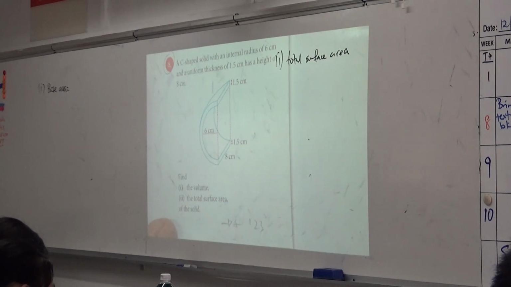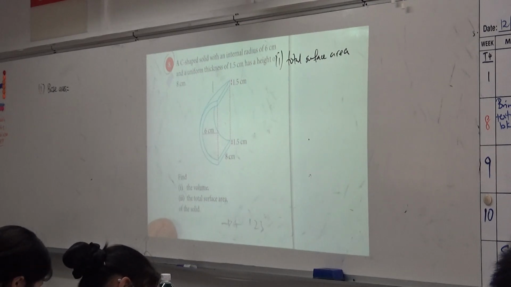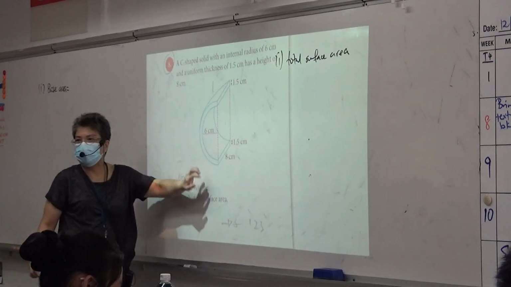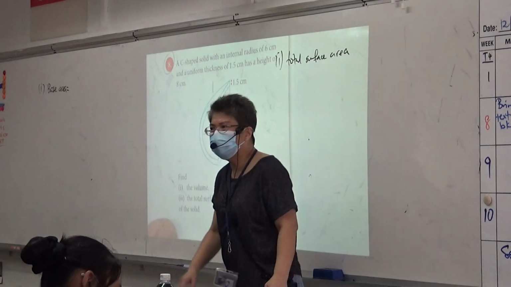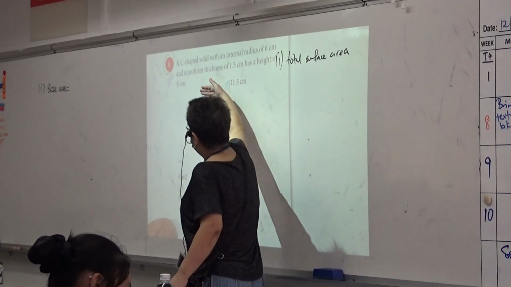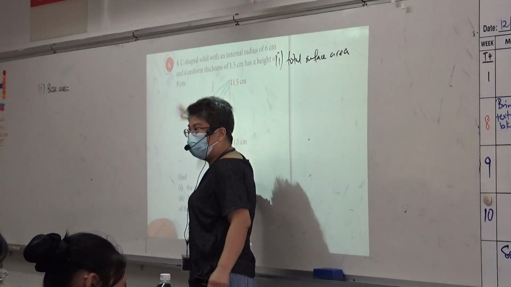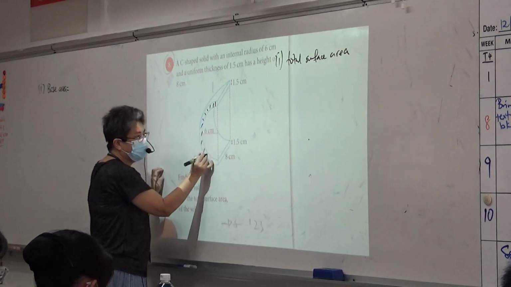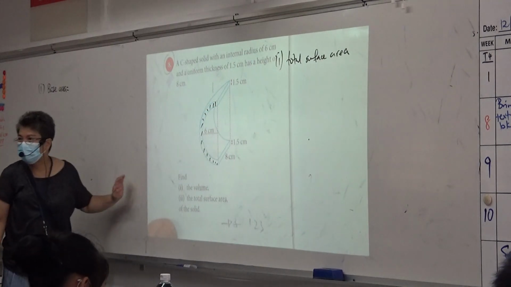Of 6 cm and a uniform thickness of 1.5 cm has a height of 8 cm. Okay? Alright. Find the volume and the total surface area of the solid. Okay? I want to know this particular figure. So, everybody look up. Is this a prism? How do I cut? I cut like that. Then what will fall out? C will fall. This is the base area.